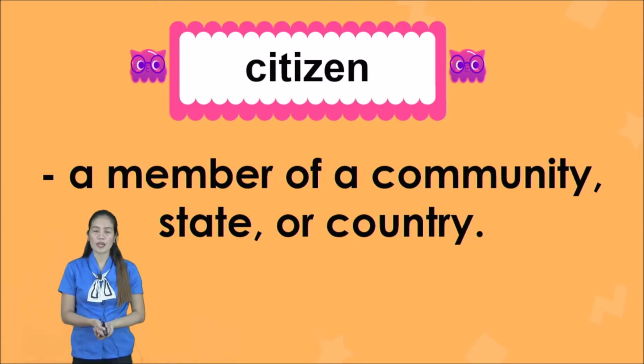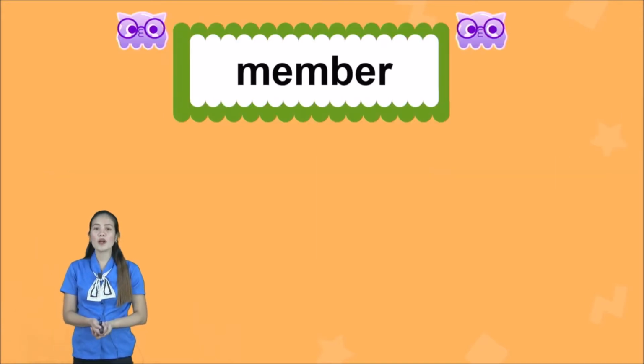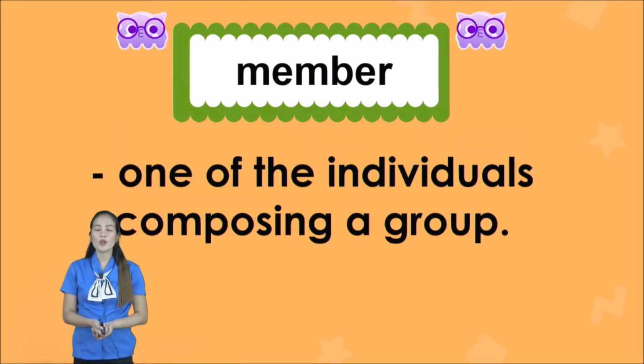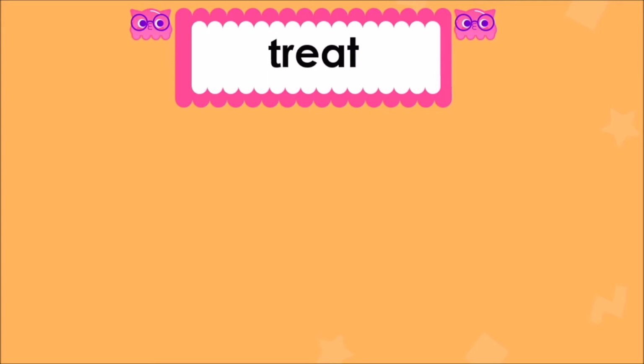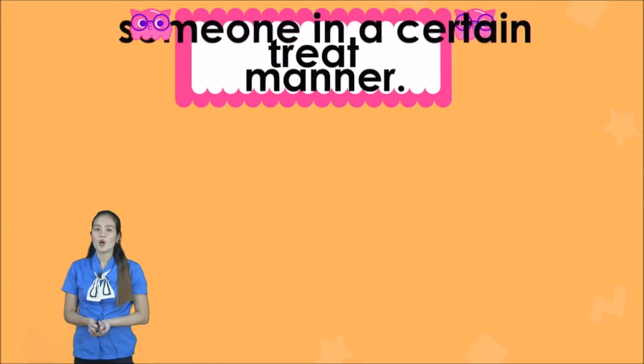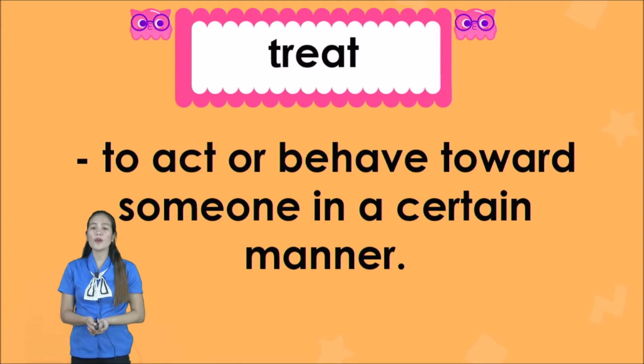When we say citizen, kids, it is a member of a community, state, or country. For example, we are Filipino citizens because we live in the Philippines, right? The next one is member: one of the individuals composing a group. For example, you are a member of grade 1, Matthew. You are students. The next keyword, we have treat. When we say treat, it means to act or behave towards someone in a certain manner.